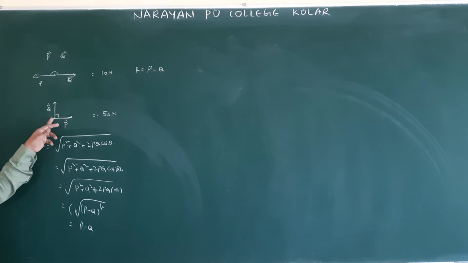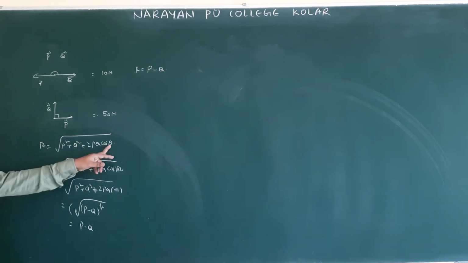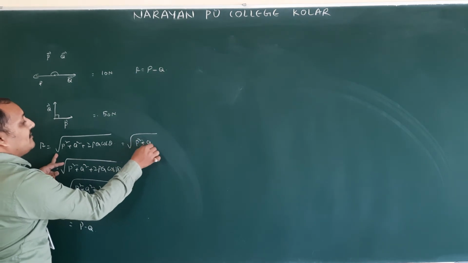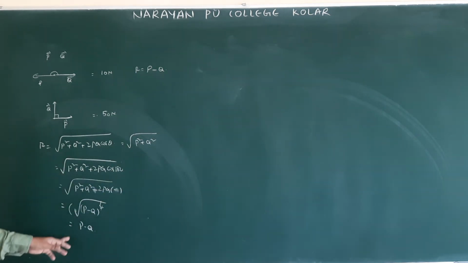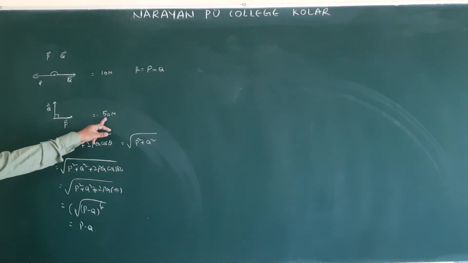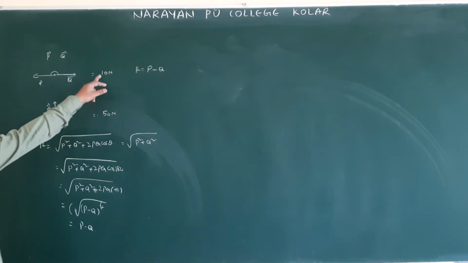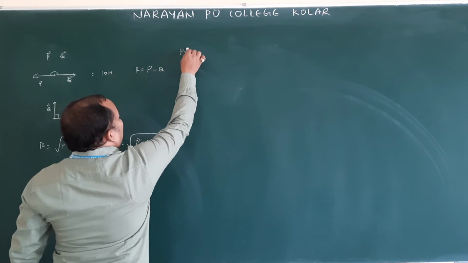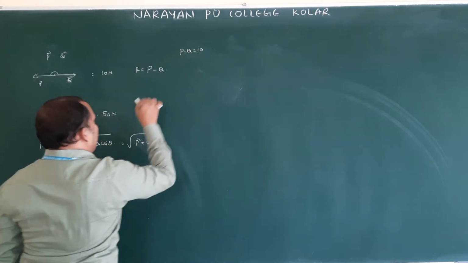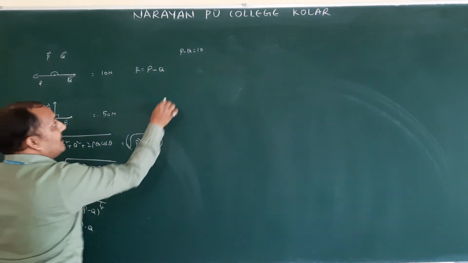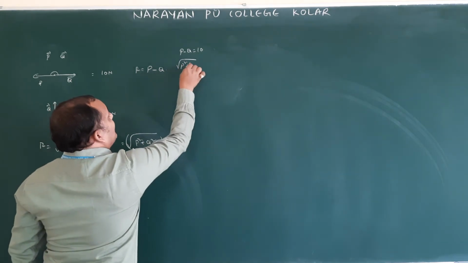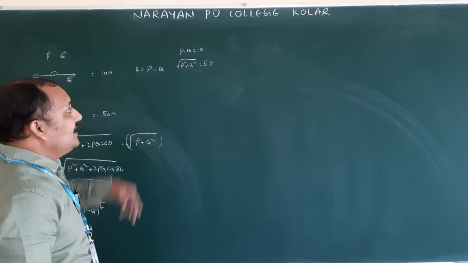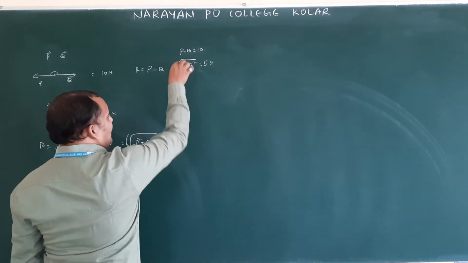Two vectors acting perpendicular. Perpendicular means theta value how much? 90. At the time resultant how much? Root P square plus Q square. Opposite means P minus Q. Perpendicular means root P square plus Q square. So they give opposite is 10 newtons. Therefore, P minus Q is equal to 10. Perpendicular means this formula: root P square plus Q square equal to 50. Solve these two, then you will be getting P and Q values.